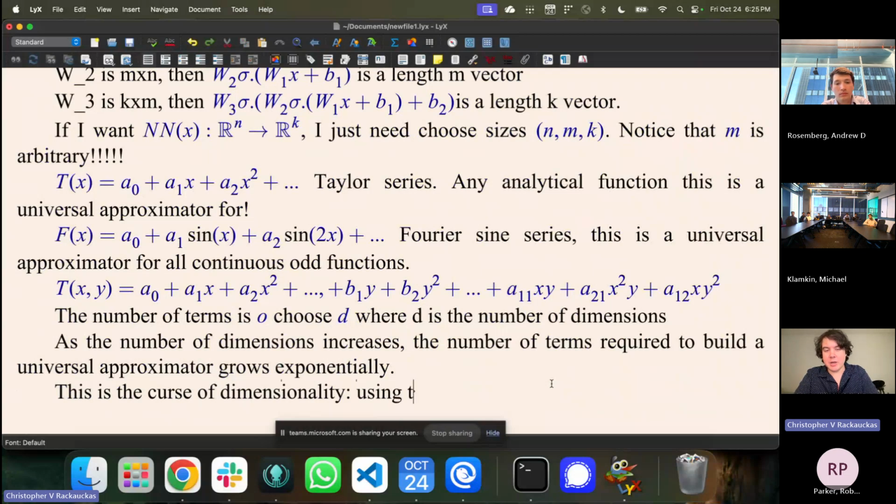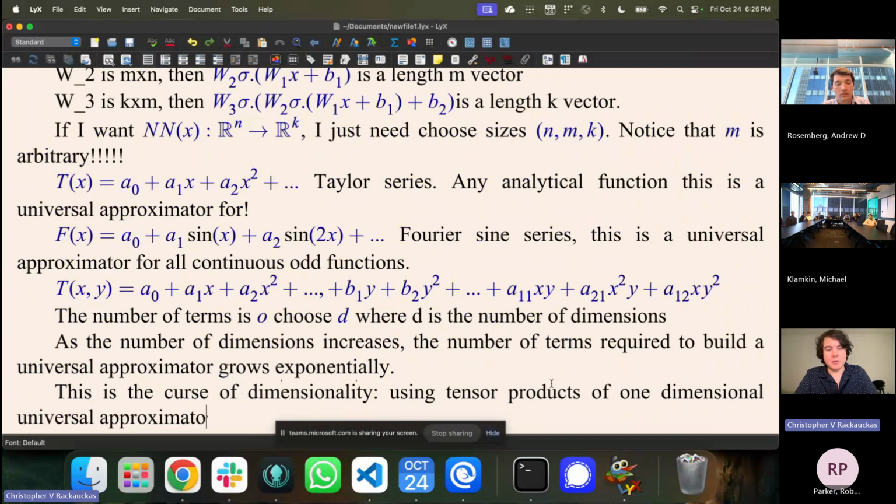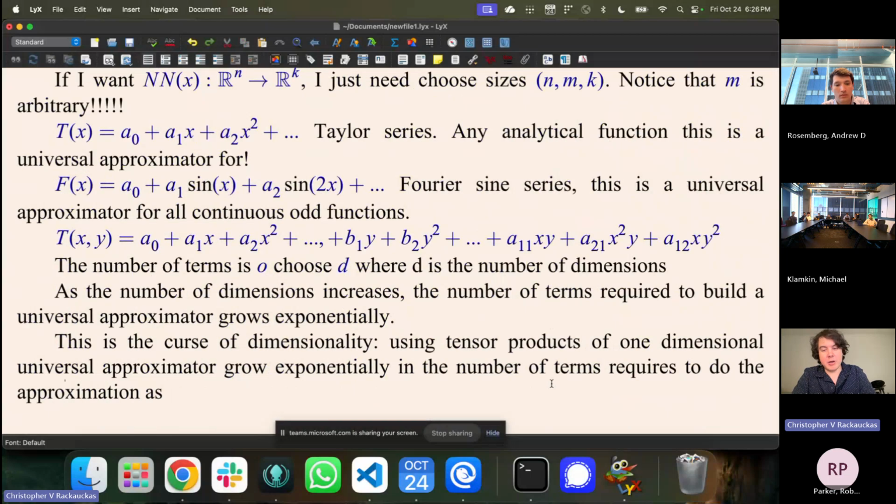This comes from using tensor products of one-dimensional universal approximators, right? If you use a universal approximator that's a one-dimensional object, and you just take the tensor product between them in order to turn it into a higher dimensional one, this will naturally grow exponentially in the number of terms required to do the approximation as the input dimension grows, right?